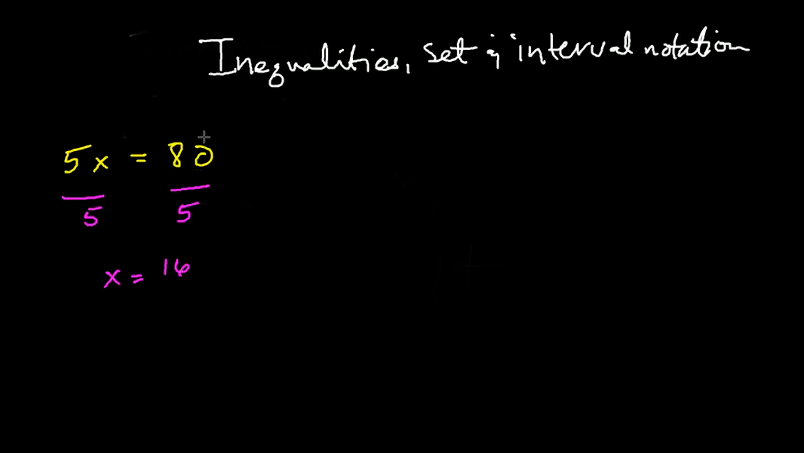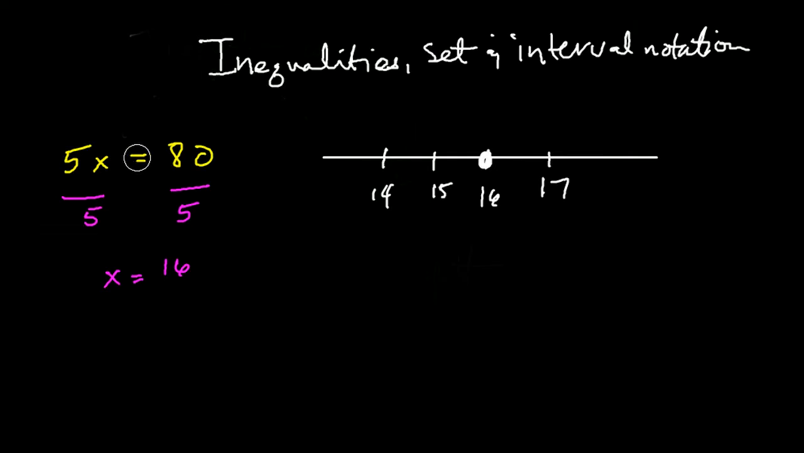80 divided by 5 is 16. And that means that on a number line, if we were to create a graphical representation of the solution set to this equation, let's say we had 14 here, 15 here, 16 here, and 17 here. This would mean that the solution to this equation is only this value right there. Now let's take a look at an inequality.